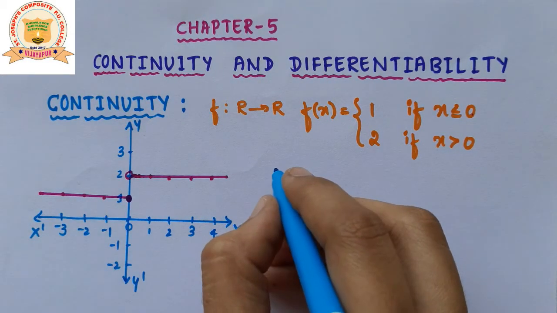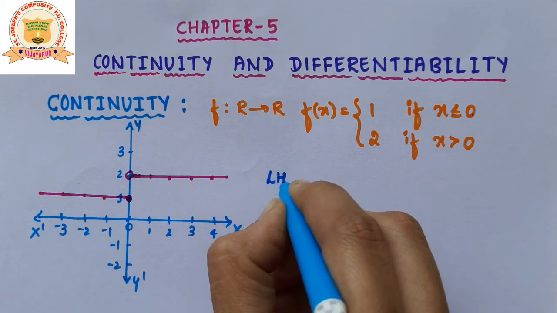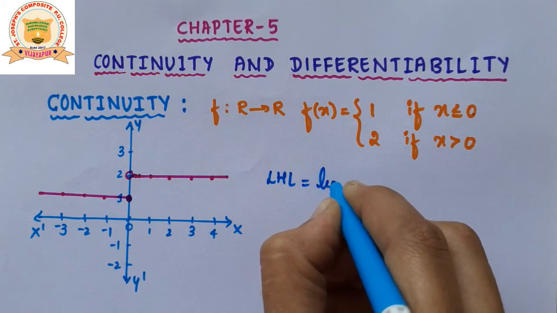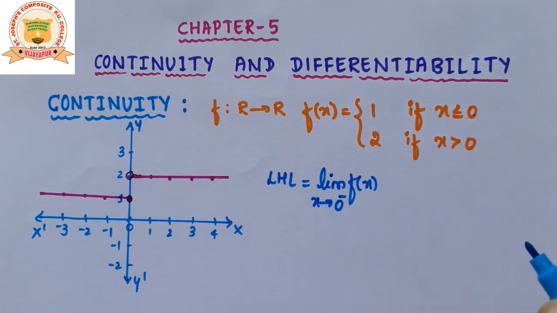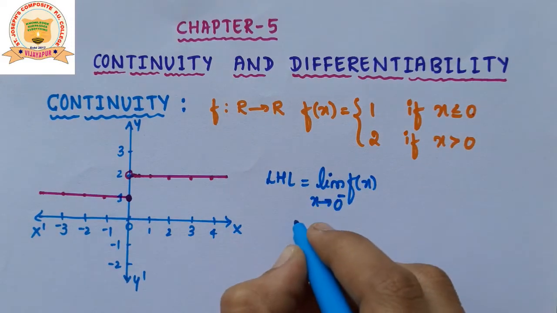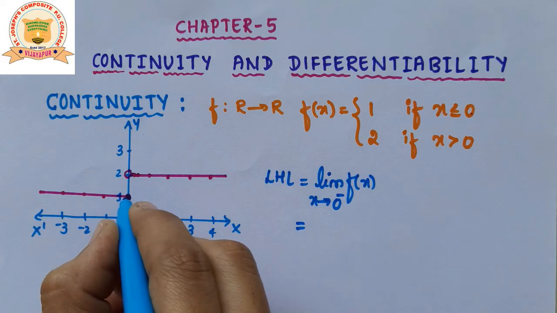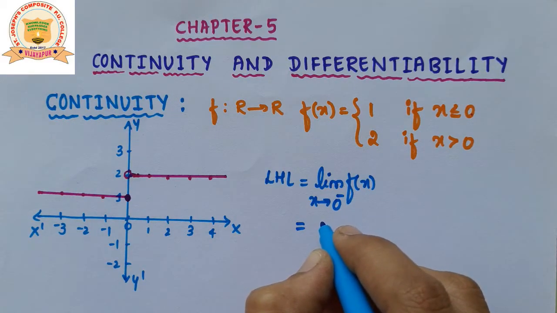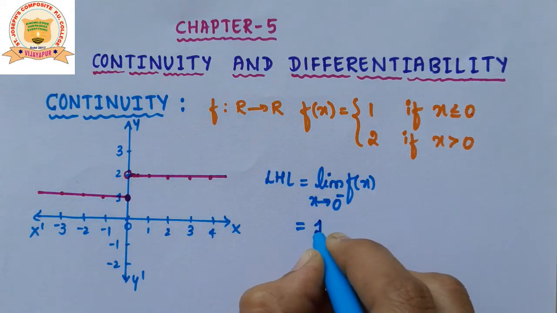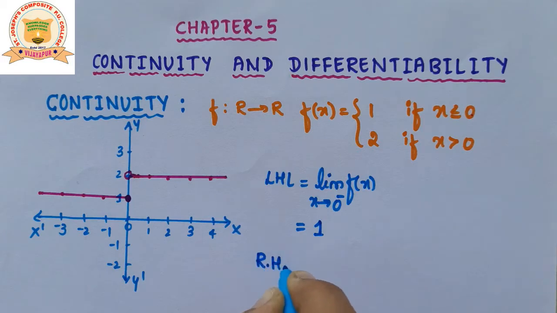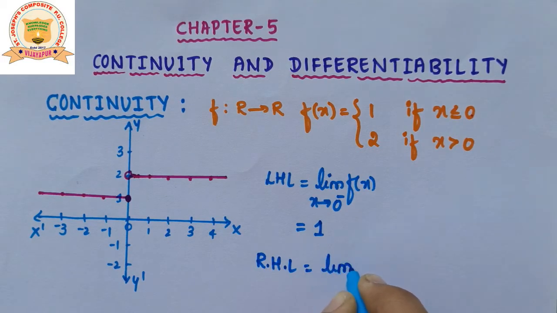First we will find the left hand limit of this function, limit of f of x as x tends to 0 minus, that is, left of the origin. What is the value of the function? Its value is 1. That is, the functional value at the points near to the origin and left of the origin is 1.